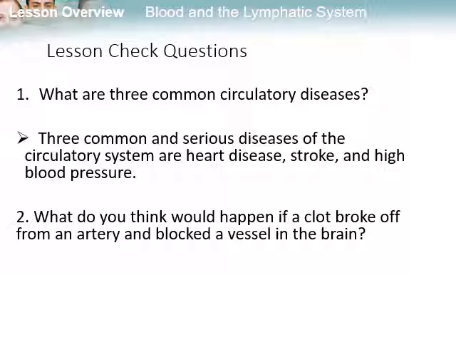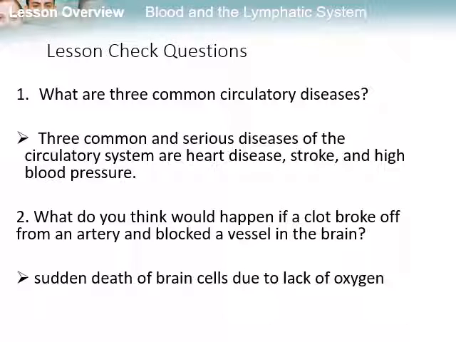Question number 2. What do you think would happen if a clot broke off from an artery and blocked a vessel in the brain? Correct answer is sudden death of brain cells due to lack of oxygen, which will lead to stroke.